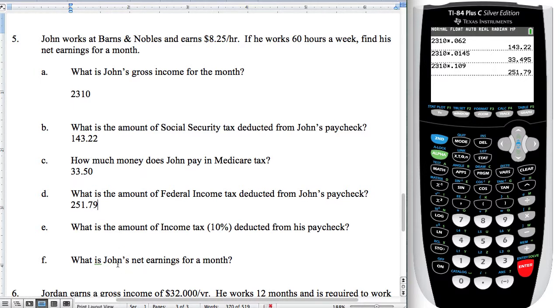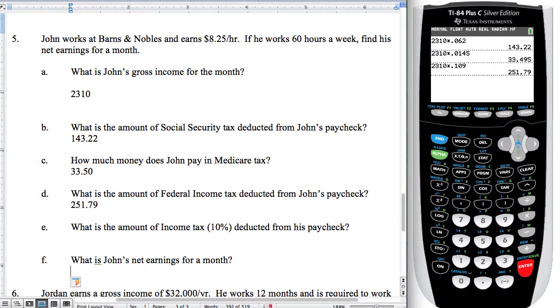So now let's figure out his net earnings. We're going to ignore this question right here. What is the amount of income tax? Because we already figured that out right there. So what is John's net earnings for the month?